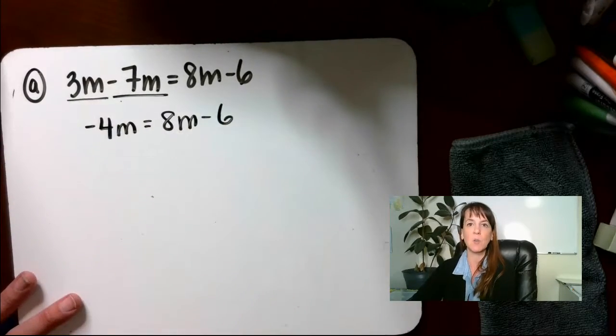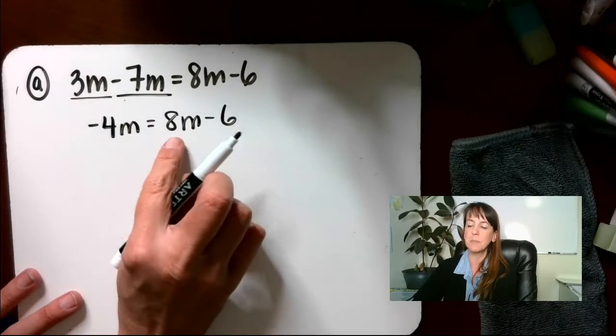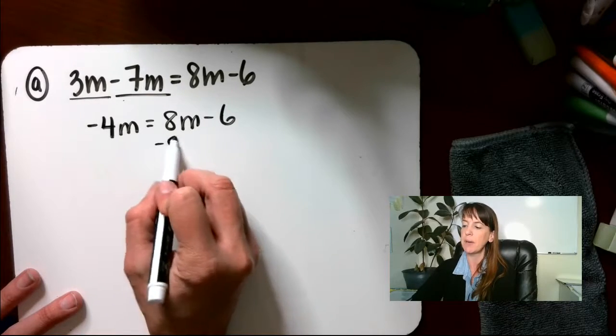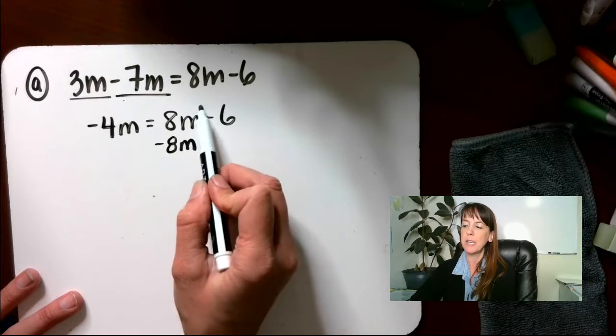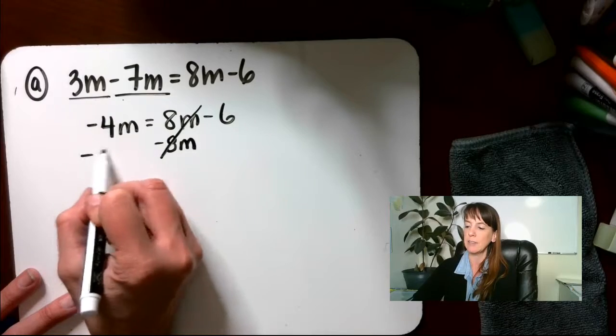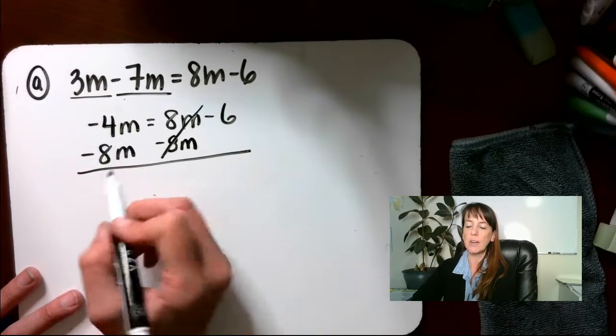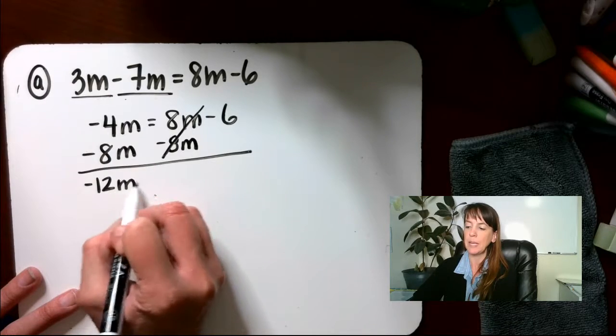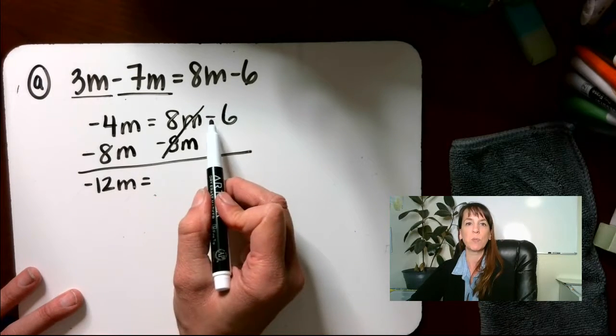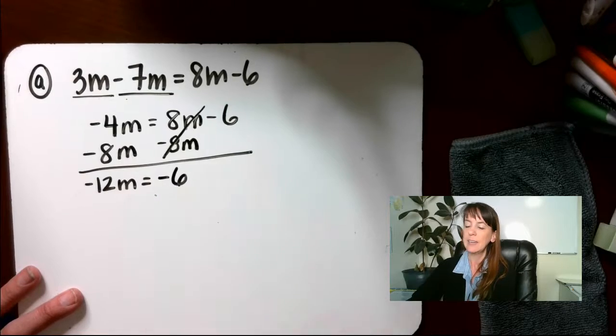I want to get the variables on one side, non-variables on the other. So I'm going to move this chunk over to the other side by minusing 8m. When I do that, this cancels out, but what I do to one side, I have to do to the other. When we go ahead and do that, we get negative 4, negative 8, that's negative 12m equals, bring down this, and again, be really aware of that negative sign. Negative 6.